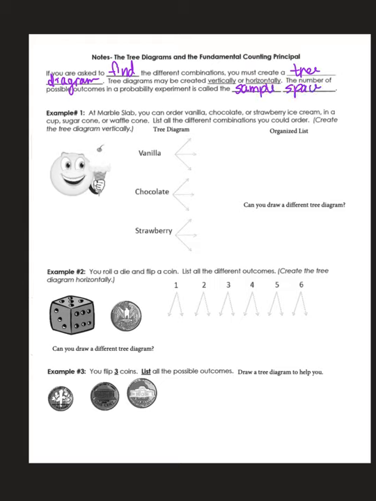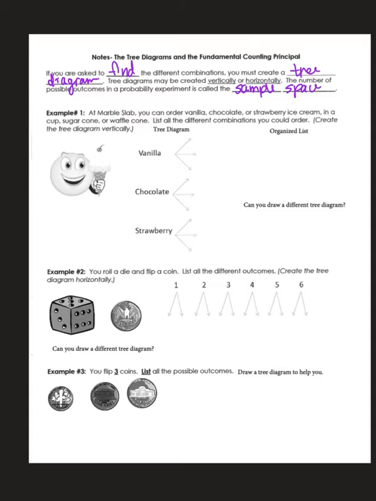Okay, so example 1. At Marble Slab, that's an ice cream place, it used to be my sister's favorite, you can order vanilla, chocolate, or strawberry ice cream in a cup, a sugar cone, or a waffle cone. So I want to list all the different combinations you can order. So we're going to create a tree diagram vertically.